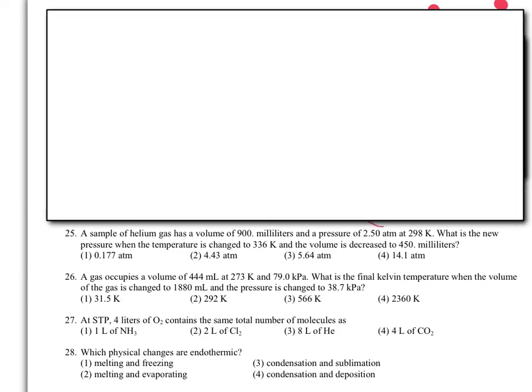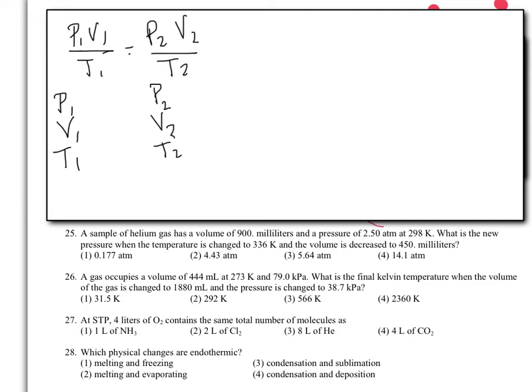Question number 25 is a calculation using the combined gas law. First, you want to look up the combined gas law in reference table T. So reading through the question, we'll see that the initial volume is 900 milliliters, and the initial pressure is 2.5 atmospheres, while the temperature is 298 Kelvin. We are looking for the new pressure, so that's X.